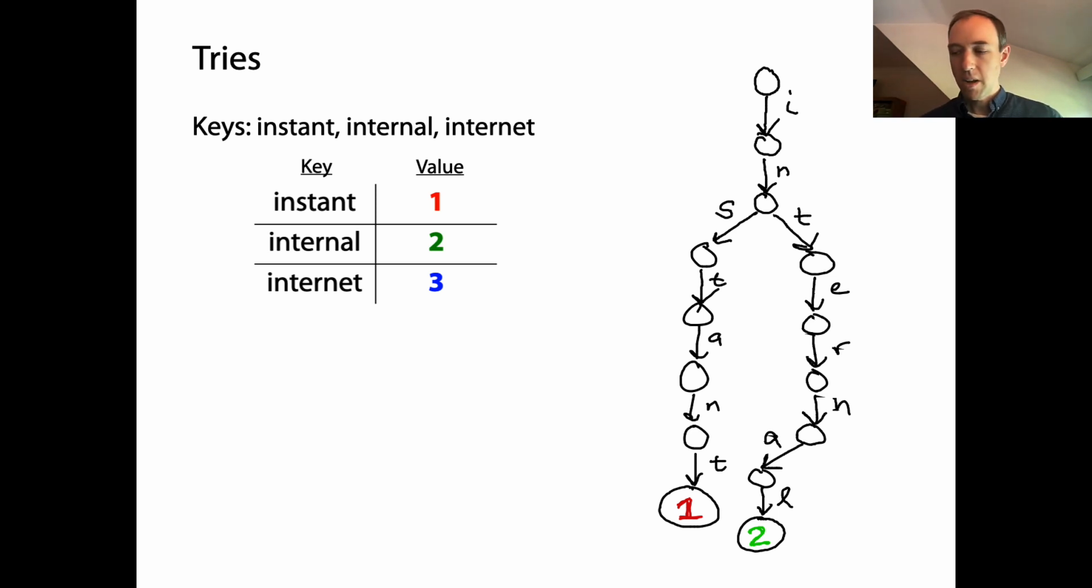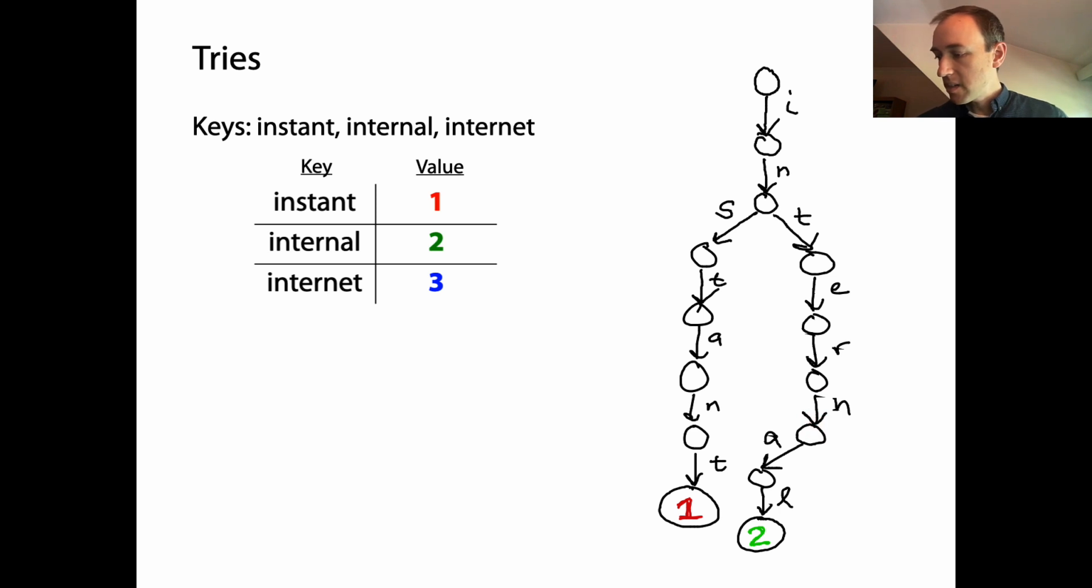Great. So now let's add our third string. Our third string is internet. Internet has a shared prefix with internal. It's got a nice long shared prefix of INTERN. All the way up to there is a shared prefix between these second 2 keys. So again, we're not going to add a new path with this label. We're not going to make a copy of any part of this path. We're just going to reuse it.